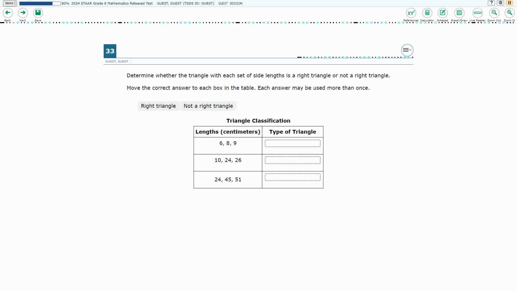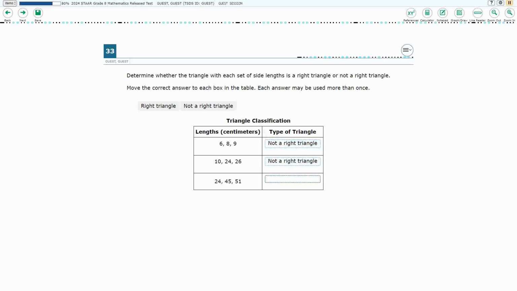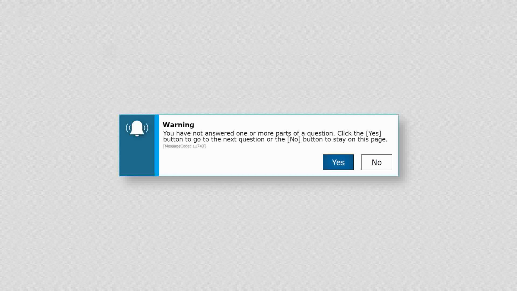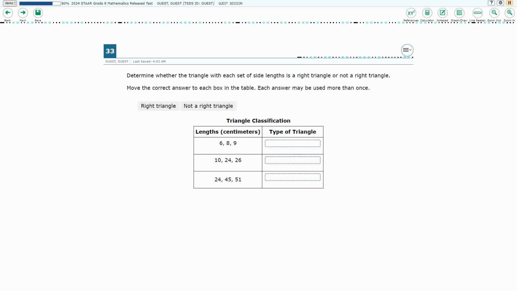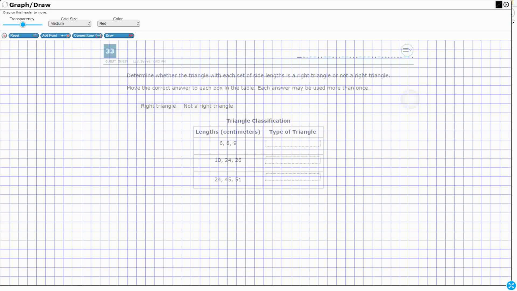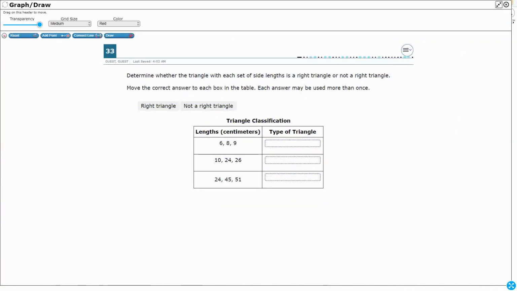So we have a drag and drop here, and you notice that we can use each answer more than once, right? So we can take this answer, not a right triangle, and put it in all three if we really wanted to. Same with right triangle. It's a 2-point problem. If we try to move on without selecting a third option, it will tell us that we have an error. We need to answer the entire question. So let's see what we can do to get 2 points on this problem.